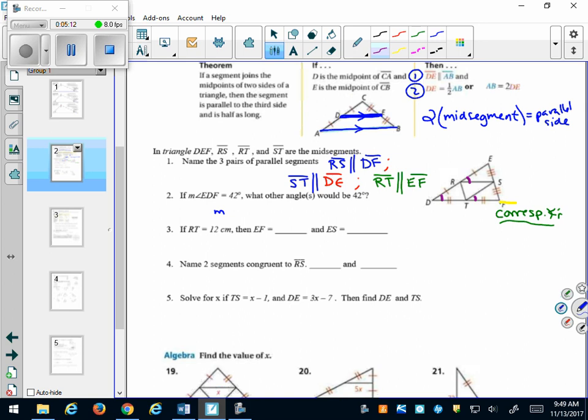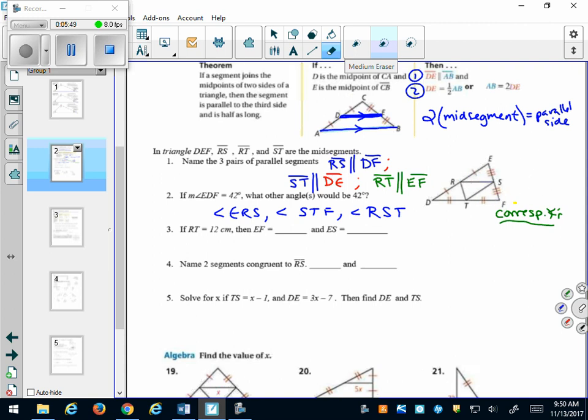So what other angles would be 42 degrees? Let's just name the angles. Angle ERS, and angle STF. There's actually one more, and it does have to do with an alternate interior angle right here. So RST, angle RST. Okay, now that's based on knowing that the midsegments are parallel.